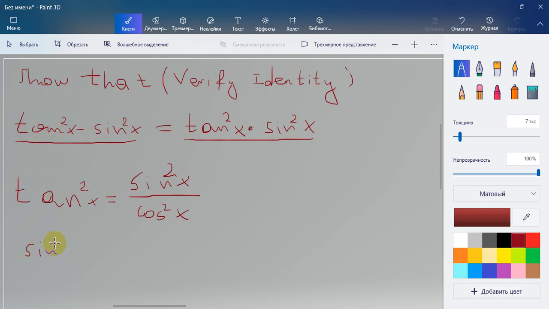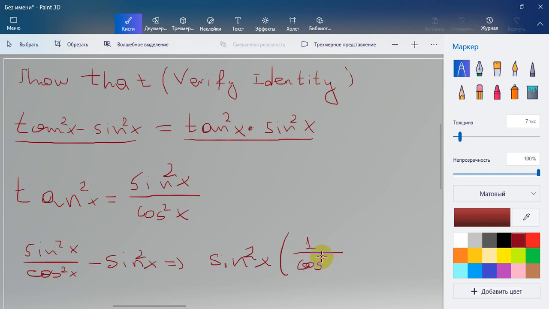Sine square x over cosine square x minus sine square x. Now I take out sine square x because it is common. Sine square x times, if I take out sine square x, here is 1 over cosine square x minus 1.